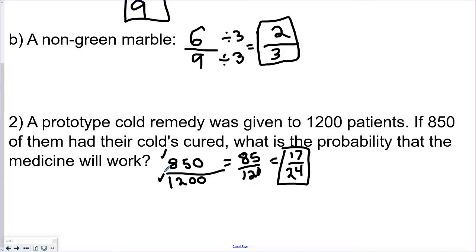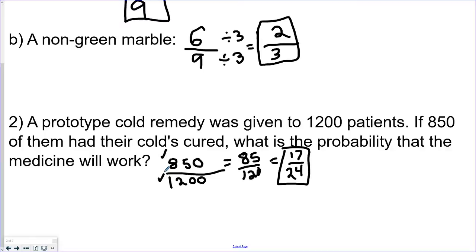Now, you might be saying to yourself, what if you tested it on more people? Wouldn't that change your probability? And the answer is yes. So the thing about experimental is that you have to test it a large number of times. Even 1,200 is probably a little small to get a good, accurate experimental probability. If you want to get a good, accurate experimental probability, you have to test it tens of thousands or 100,000s of times, and the more you test it, the better your experimental probability will be. So experimental probability is heavily dependent on how many times you actually tried it out.